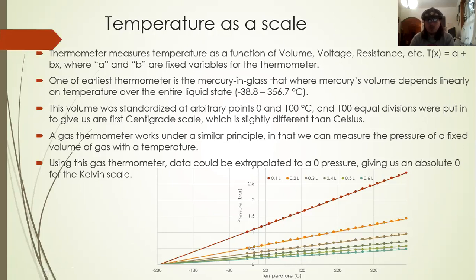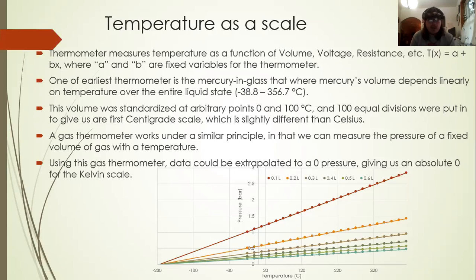Our earliest thermometers were mercury in a glass tube. Mercury's volume depends linearly on the temperature over the entire liquid state of mercury, which is from negative 38.8 degrees Celsius to 356.7 degrees Celsius. So it's really linear so that we can make marks on the tube for that set volume and know where that temperature is at. The volume was standardized as an arbitrary 0 to 100 in Celsius, just to give us 100 equal divisions for the centigrade scale, which is slightly different from Celsius.